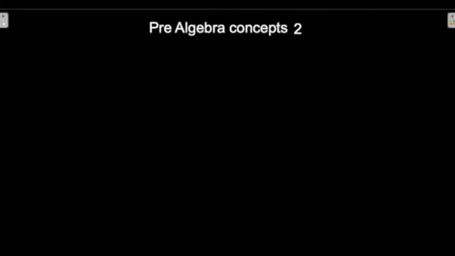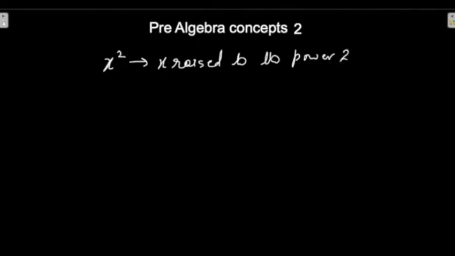Now let's continue the previous video here on pre-algebra concepts. So in the last video we discussed something like x raised to power 2. What we said, it is called as x raised to the power 2. Now I'll just try to run you through a couple of properties.